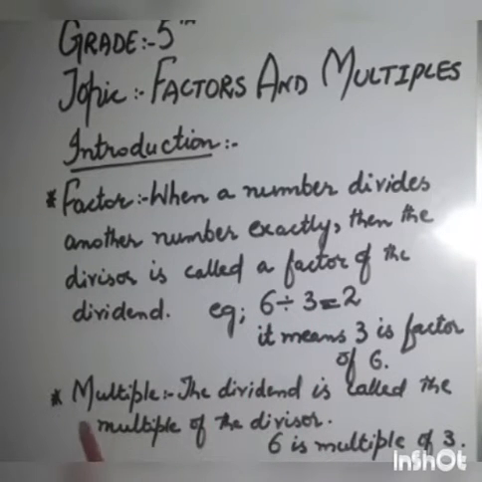Now next is multiple. The dividend is called the multiple of the divisor. Students, in the above example, the 6 was the dividend. So it means that the 6 is the multiple of 3. 3 is the factor of 6, while 6 is the multiple of 3. Clear?